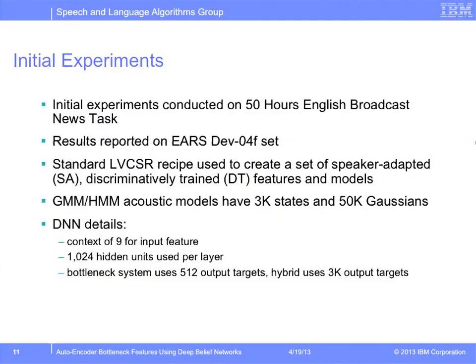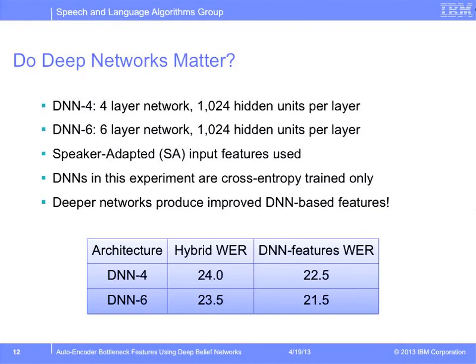So we tested this idea initially on just a small 50-hour English broadcast news task, and the DNNs, I'll get into the architecture of the DNNs on the next slide. But the first thing we wanted to explore was basically, do we actually need deep networks? Does depth matter in terms of giving good performance for the DNN features?